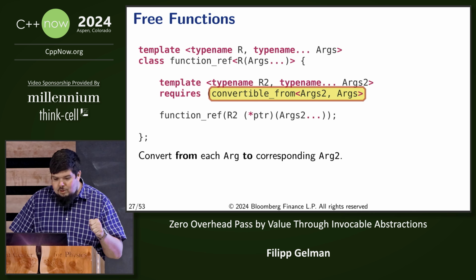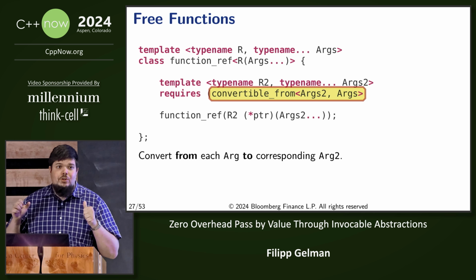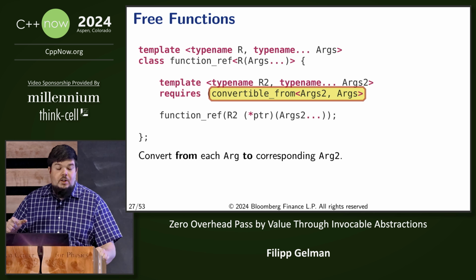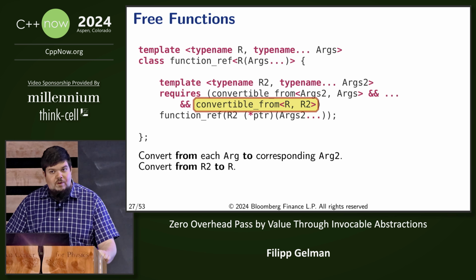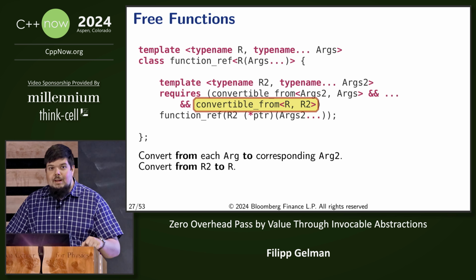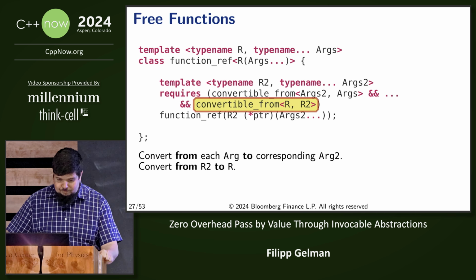And we're going to constrain it to make sure that for every argument that the function ref takes, we can convert that value into a corresponding value Args2 that the function pointer takes. And we can convert from R2 that the function pointer returns into R that the function ref returns. Make sense?